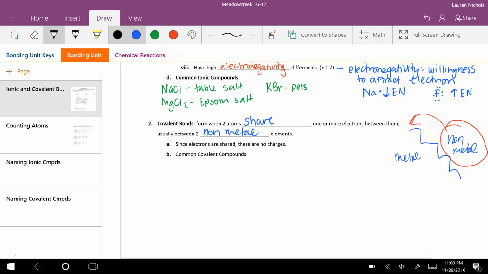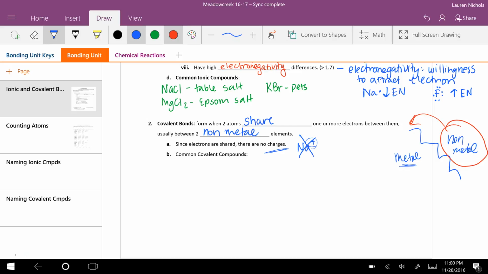Now, because the electrons are shared, there are no charges. So if you have something like Na+, that cannot be part of a covalent compound. First of all, because sodium is a metal, and second of all, because there's a charge. Covalent compounds do not have charges.